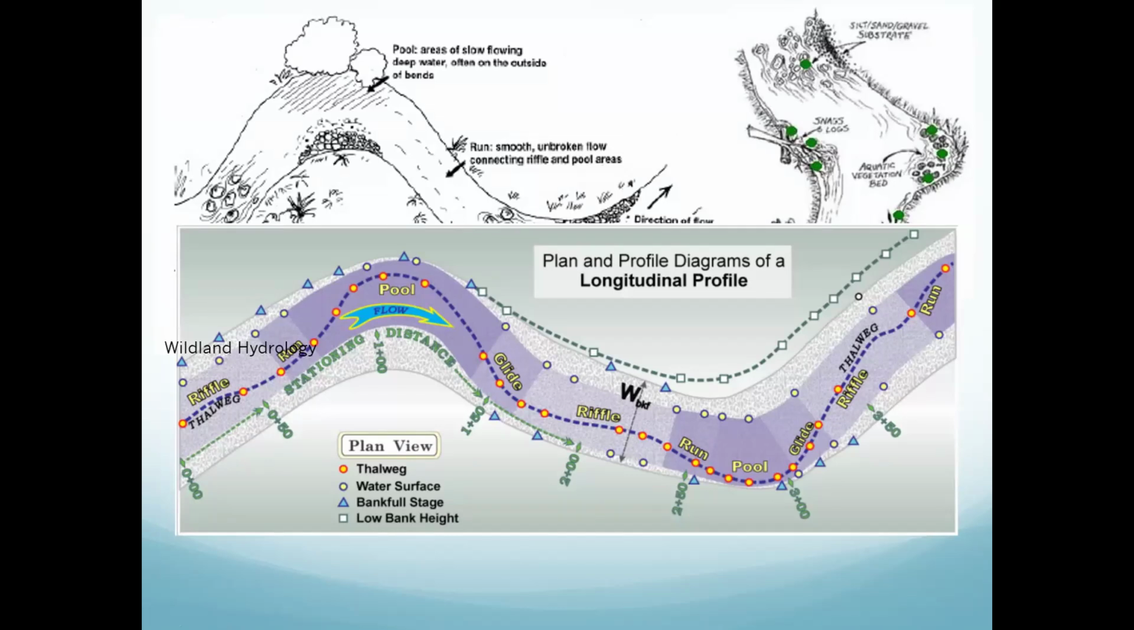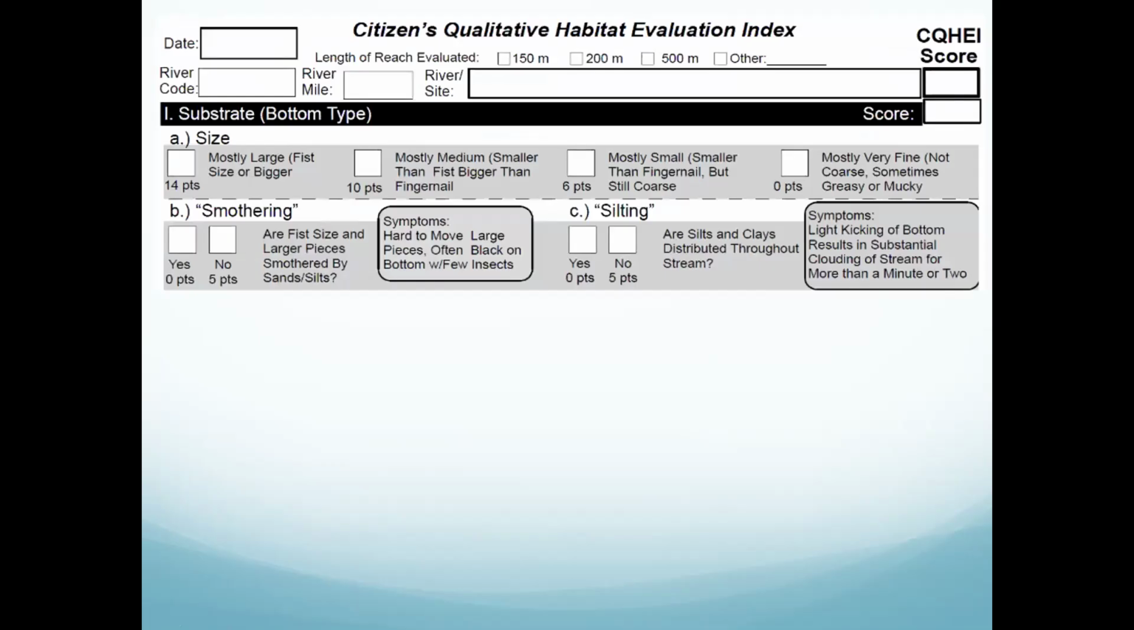A couple other pictures here. We'll give you this PowerPoint so you guys can look more in depth or look back at this if you have any questions. But to actually go through the Citizen Habitat Evaluation Index, the first thing we look at is the substrate, and we look at the size of the substrate. So this is all in layman's terms. Is a substrate mostly large, meaning fist size or bigger, and then it varies down to mostly fine, much smaller than your fingernail and not coarse.